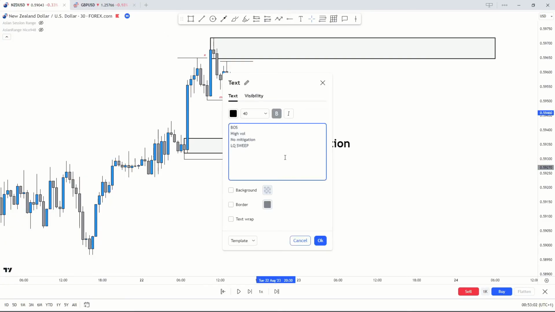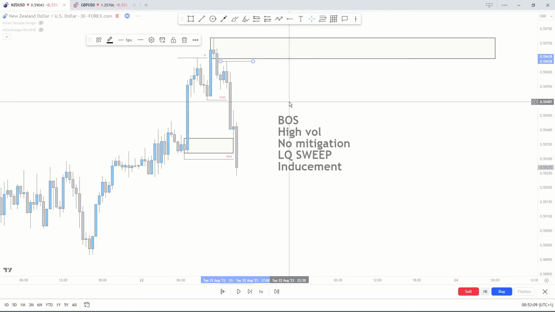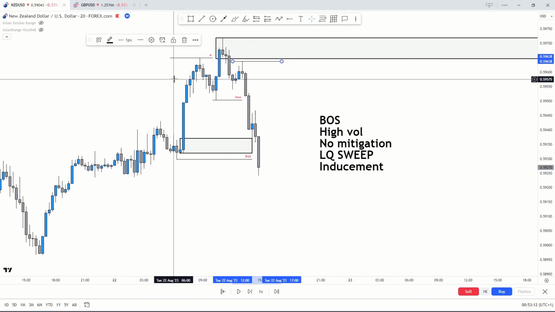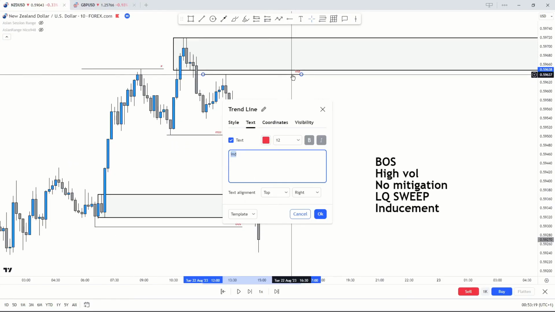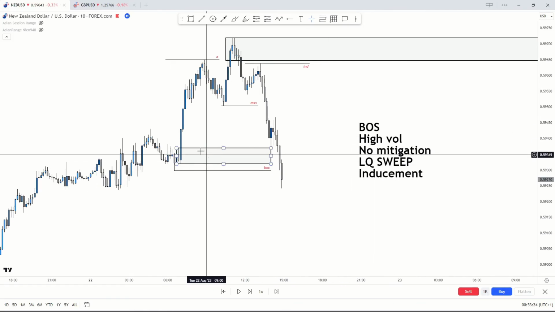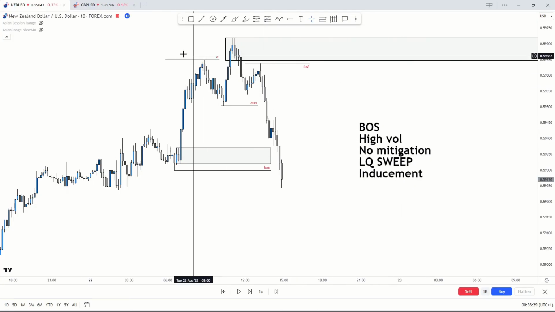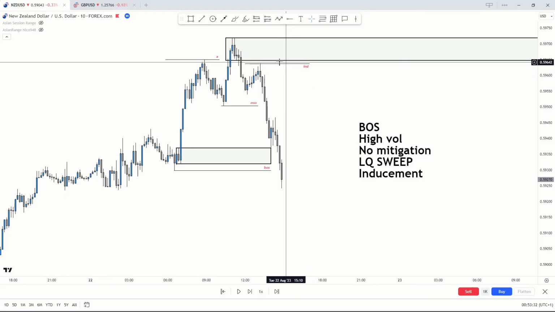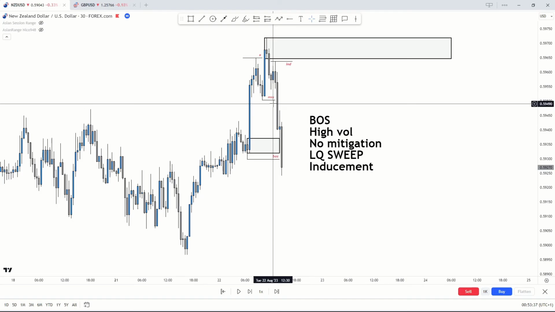And our last step is inducement, right? And what do we have here? Like I mentioned, we have this 20-minute level of inducement, right here, where's IND? So guys, we have all of the steps being followed here on NZD USD. We have a break of structure here, high volume there, no mitigation there, liquidity sweep here, and inducement here, right? We have a valid level of supply, completely following all of my rules.